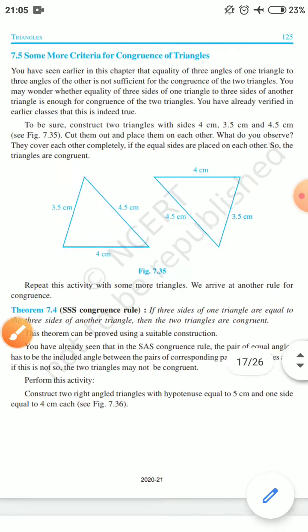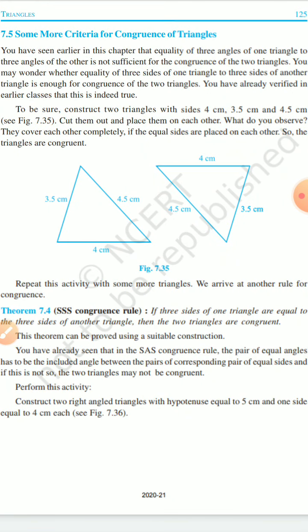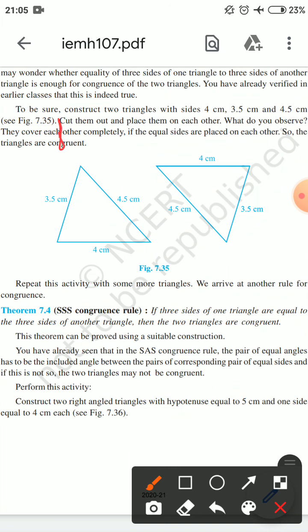So as you can see, these are the two triangles. Let us name these. This side be P, this side be Q, and this side be R. And in the same manner, let us say this is A, this one is B, and this one is C. So clearly you can see that side PQ is equal to side AB, side QR is equal to side BC, and side RP is equal to side CA.